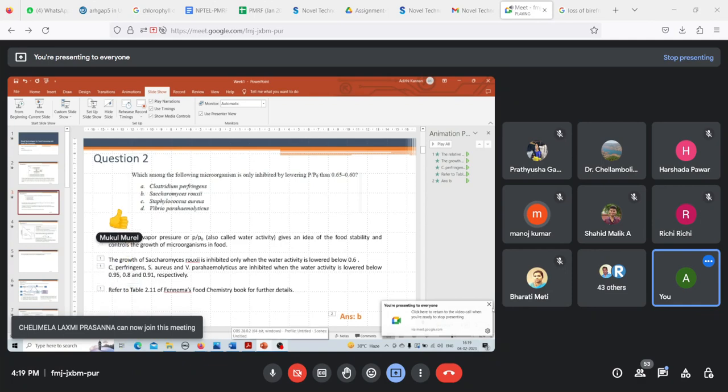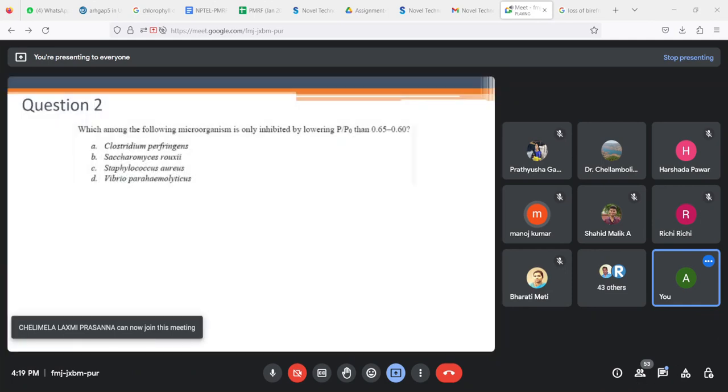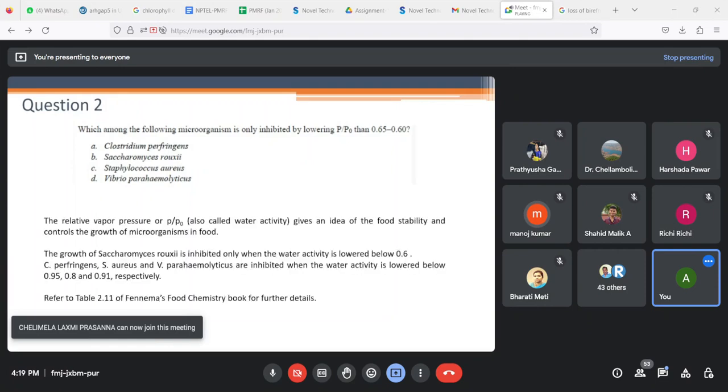So the entire concept of water activity is thoroughly explained in lecture 4 of the course. You can go there for further details as well. So the answer to this question is option B, which is requiring very less water to survive. So you need to remove that water as well to inhibit its growth. So P by P naught is a measure of water activity. This is something that might come up in numericals as well, so you need to remember this.